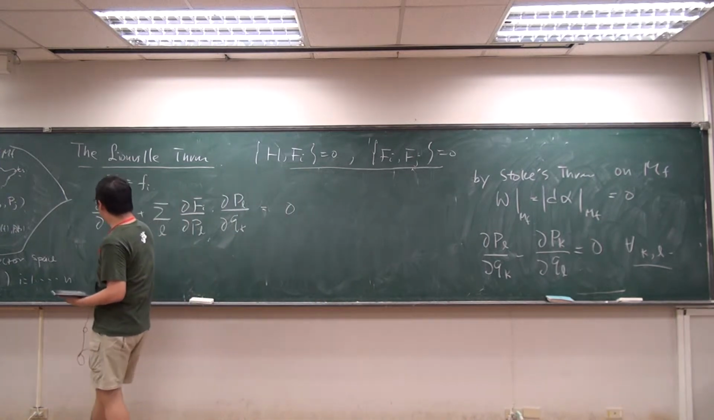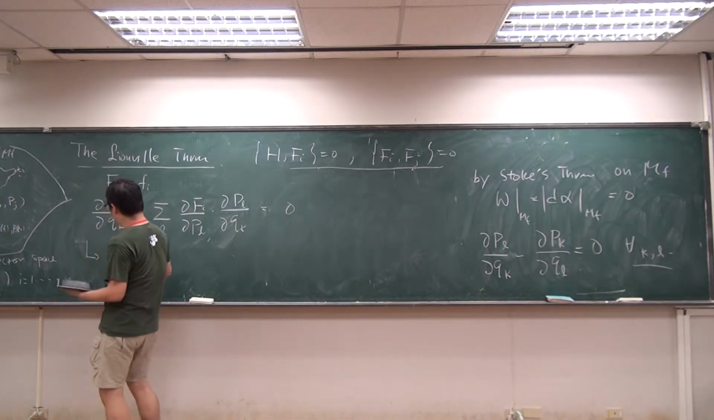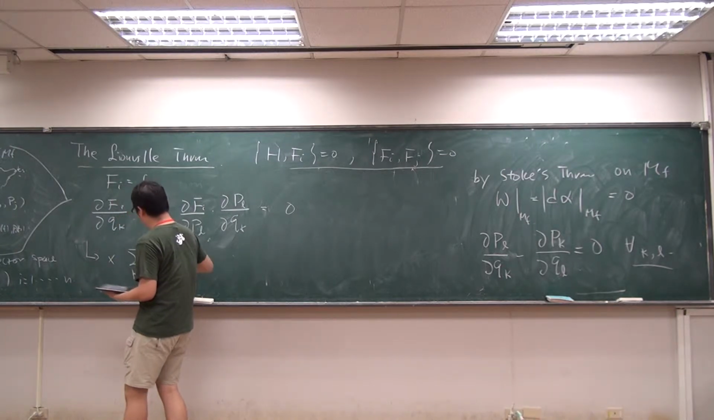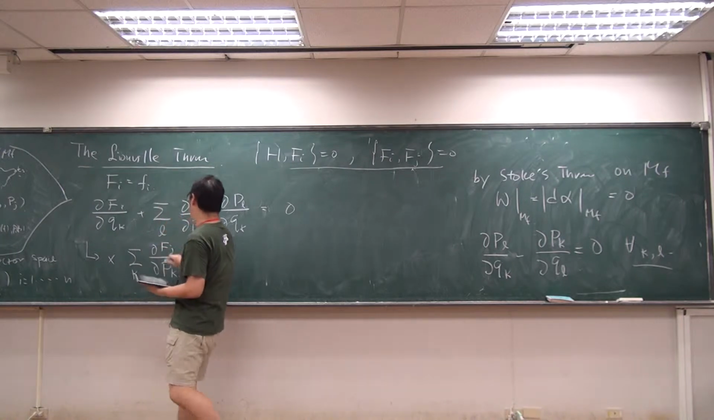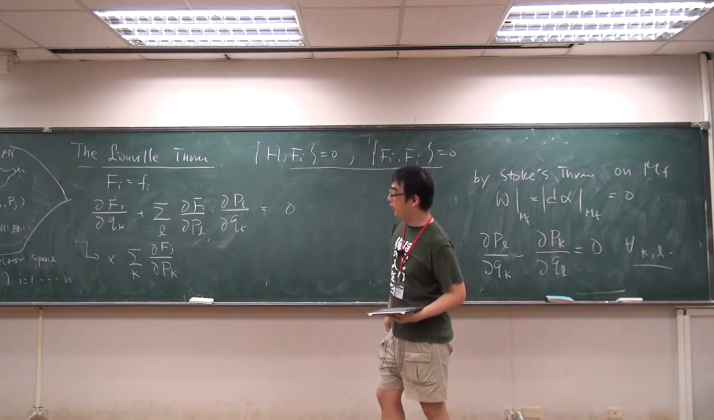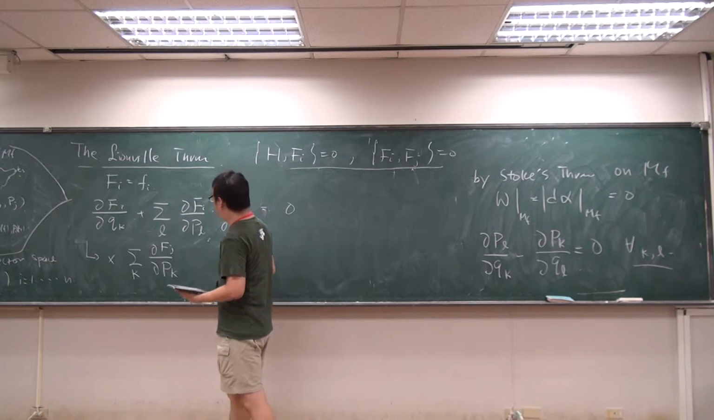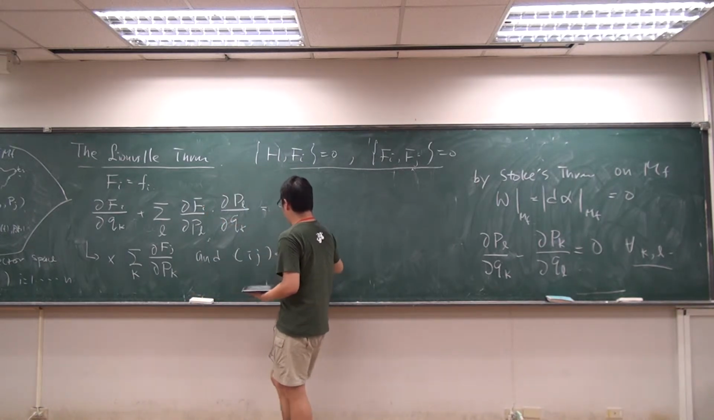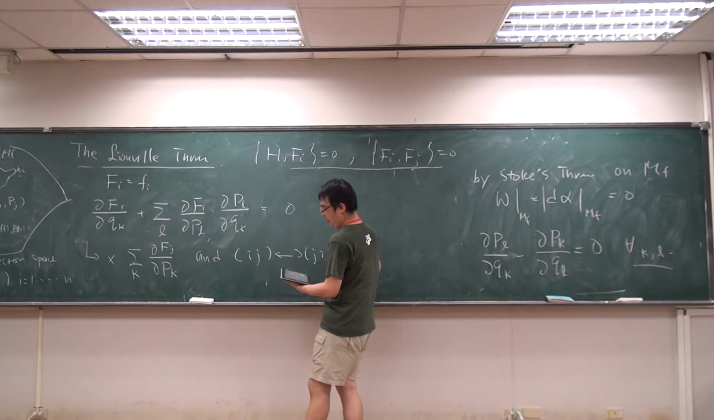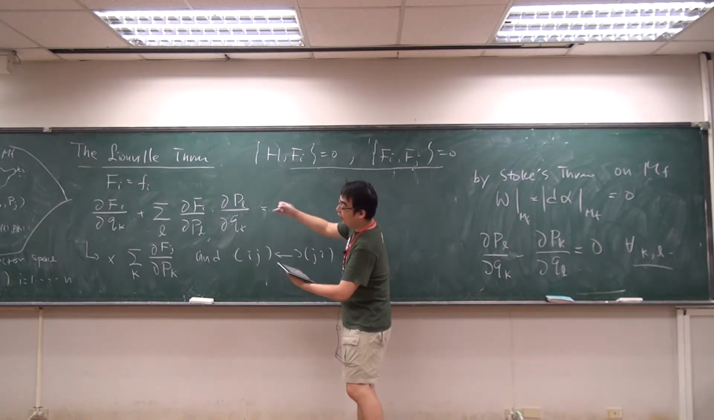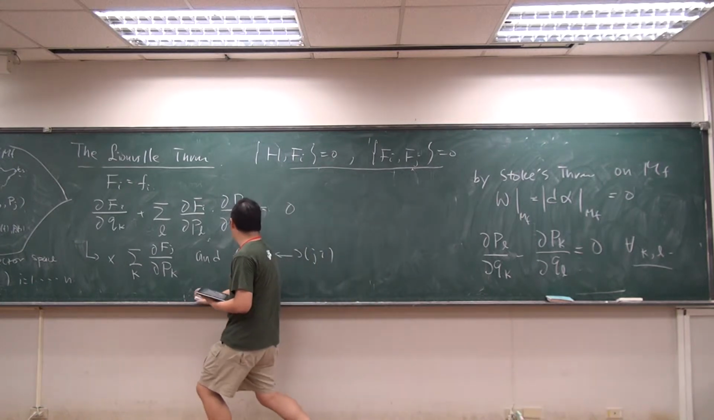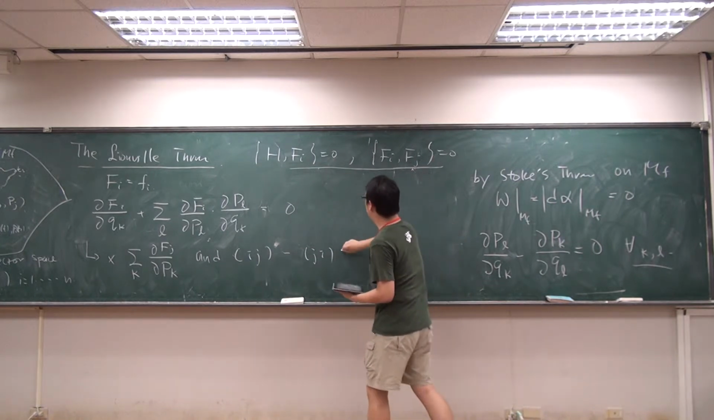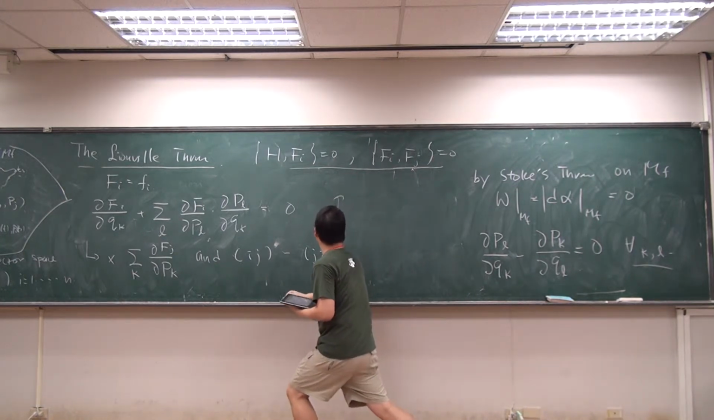So if you multiply this by a summation of df by dpk, then sum over all k's, and exchange the index of ij and ji, and subtract them. So I should write it like this. Then basically we obtain the following.